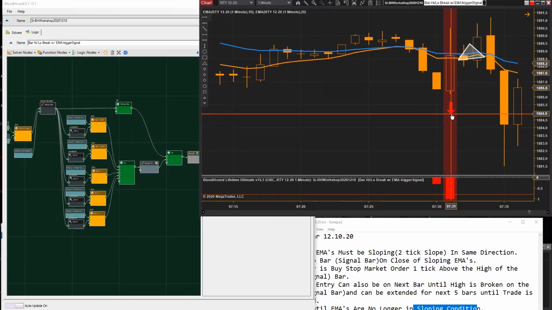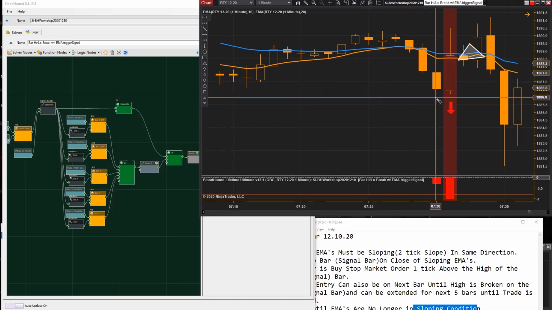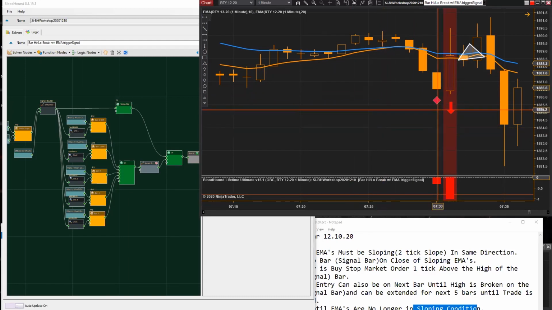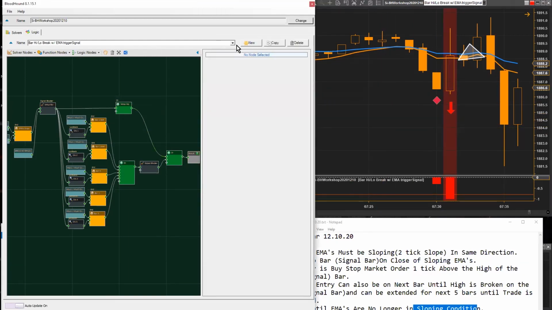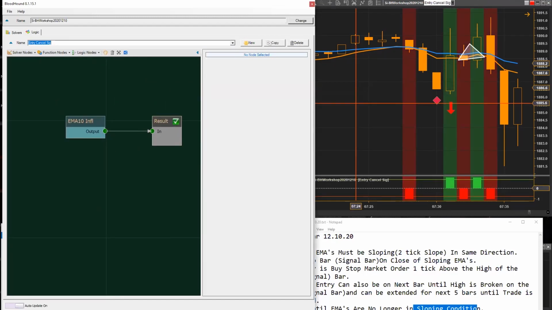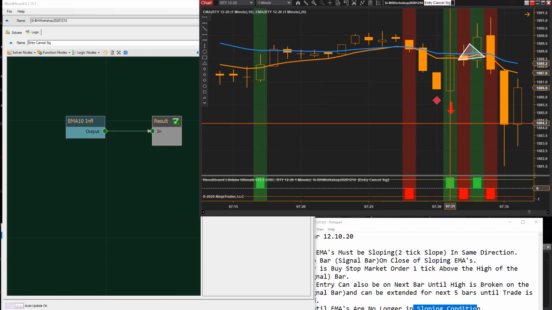So let me mark it. So there's our entry signal, that is our setup bar. There we go, got those marked. Let's switch over here. And so we can actually see that on the signal bar, the faster EMA sloped up on the signal bar.